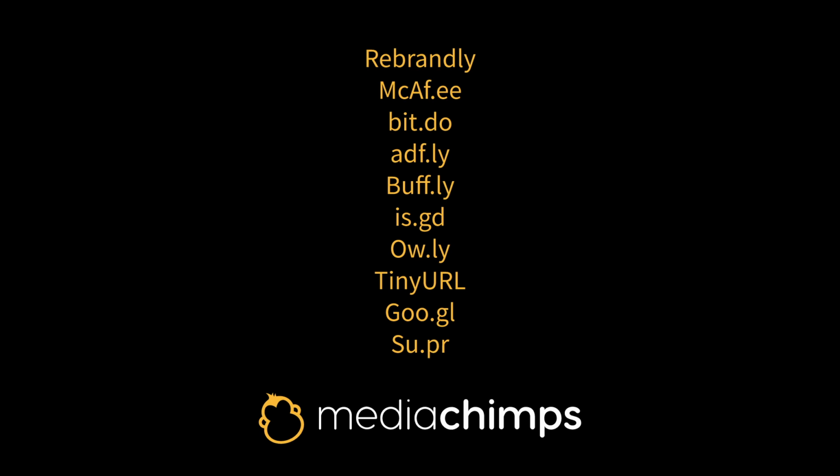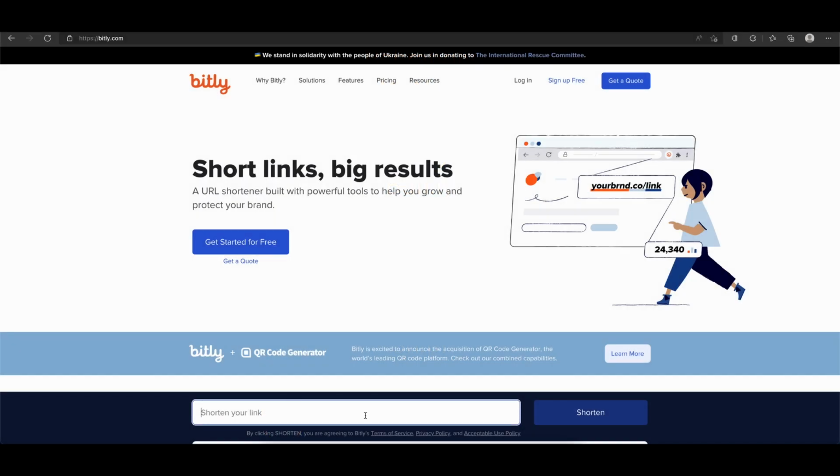So here we are on the bit.ly website now, and we're down at the bottom of the screen in the box that says shorten your link. I'm going to paste in the Australian government long ugly URL and click on shorten. So this is what it's generated for me. So I'm going to click on copy, and that'll put it on my clipboard.